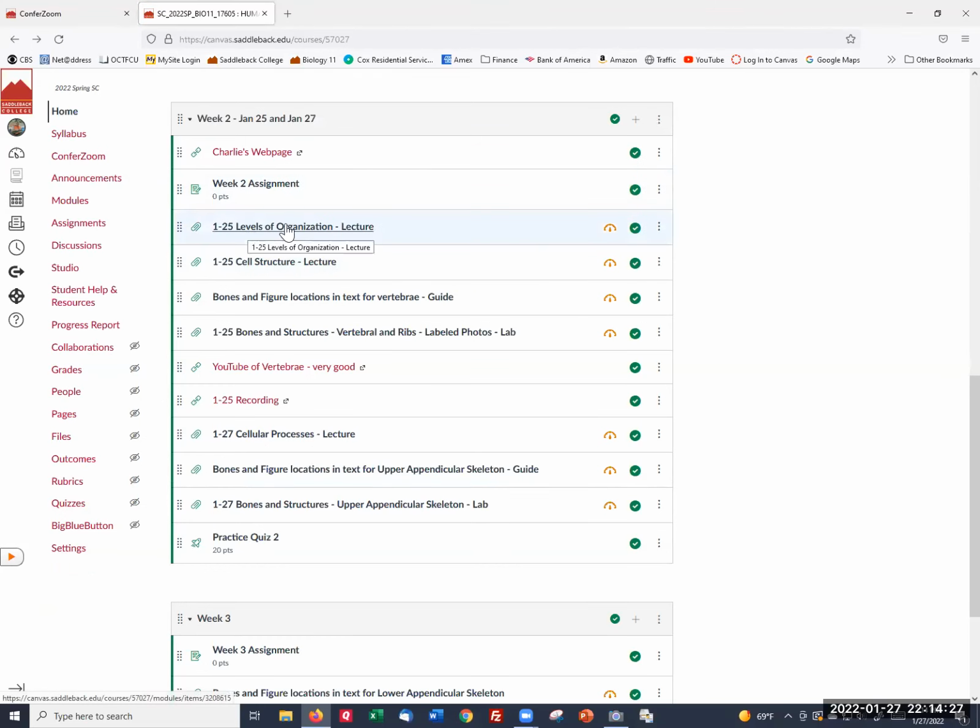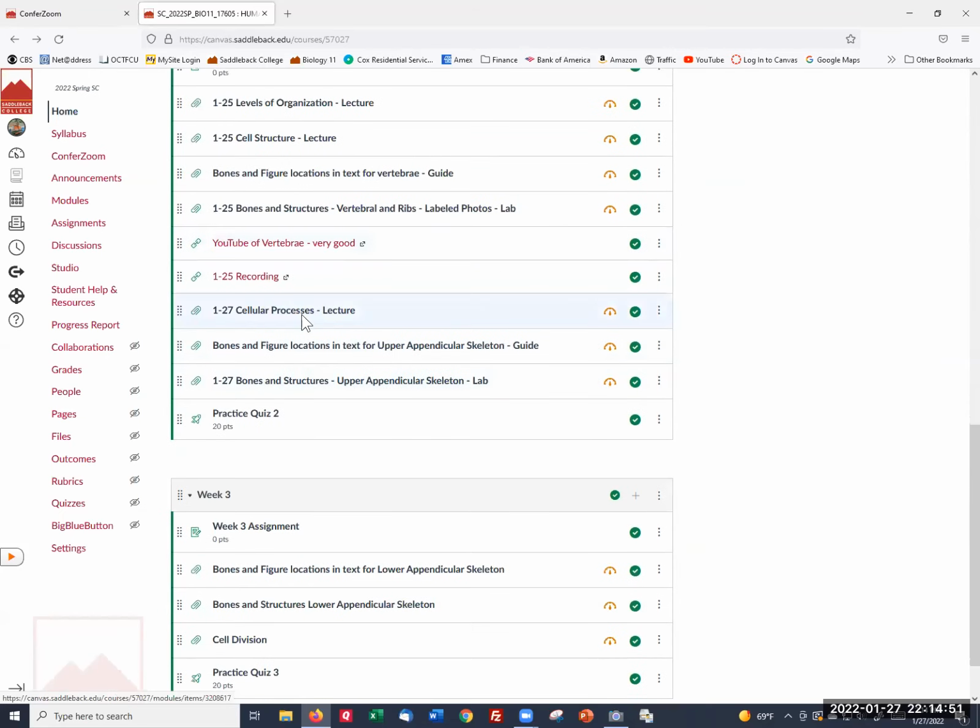We did the levels of organization, and on the 25th we did cell structure. We looked at some new bones of the ribs and the vertebral column. Okay, I inserted this link here for you. It's a very good link by that same author. Here's our recording. And here's all we have to do today.